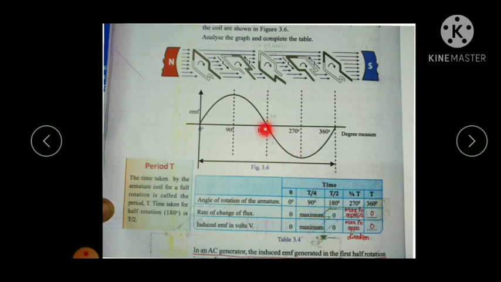When it is rotated to 180 degree, what happened? The induced EMF becomes 0, and there is no change in the magnetic flux, that is 0. And when it is rotated to 270 degree, the induced EMF is maximum, but the direction is opposite, and the rate of change of magnetic flux is also maximum here. Then when it is rotated to 360 degree, there is no change in the magnetic flux, that is 0, and induced EMF is also 0.